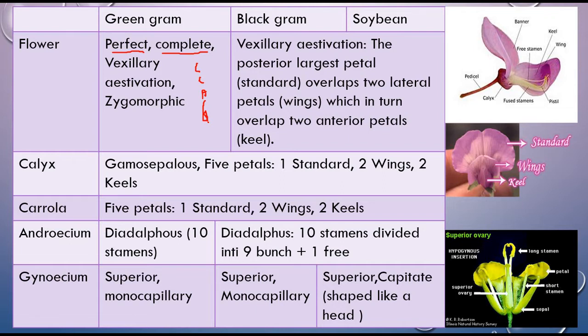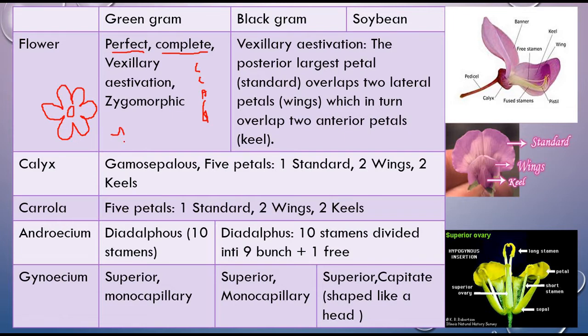Then estivation means the arrangement of the petals. In an earlier class I mentioned twisted estivation and valvate estivation. In the valvate type, the petals of the flower do not overlap each other. They join by their edges, and this is called valvate estivation.